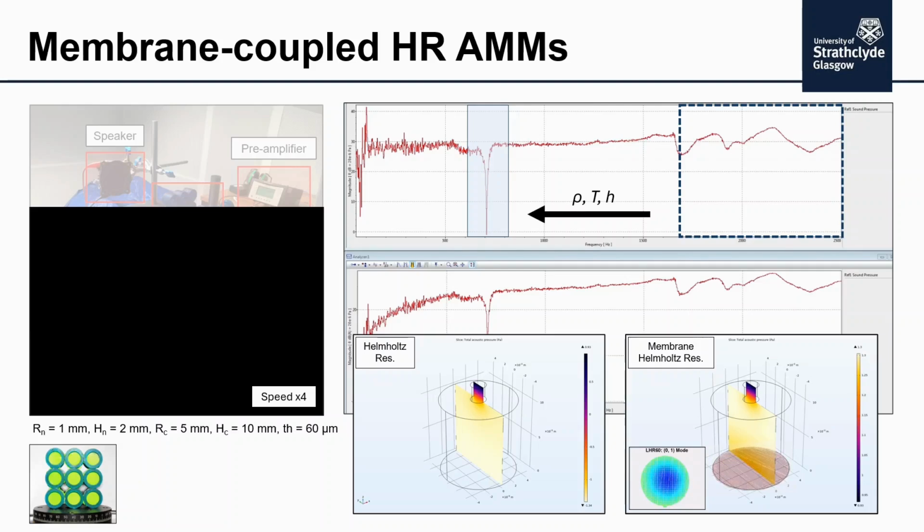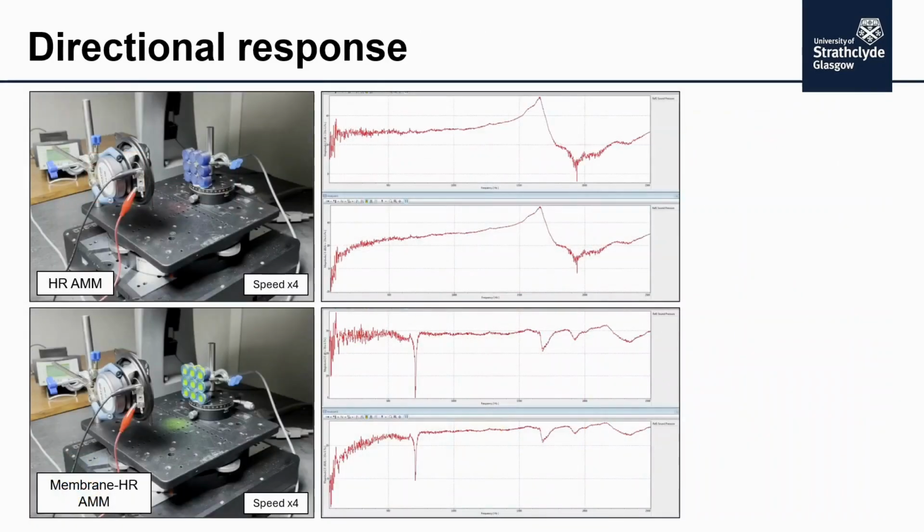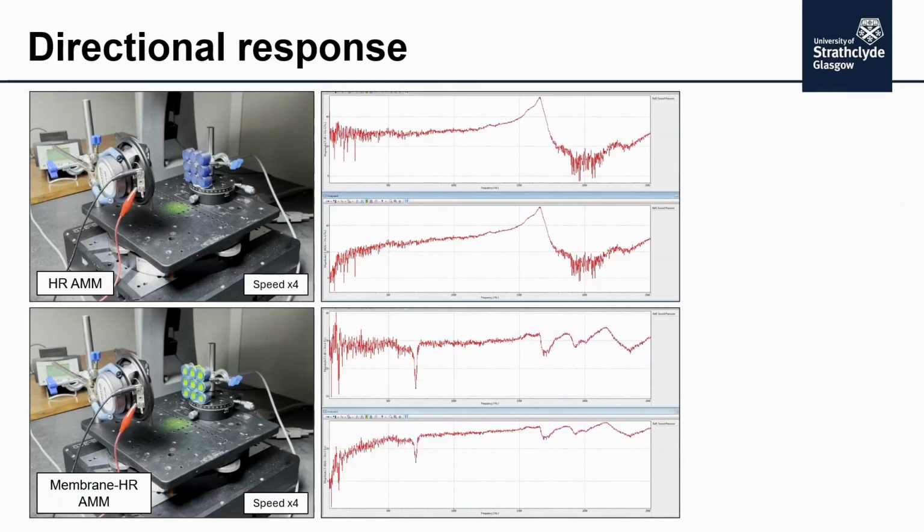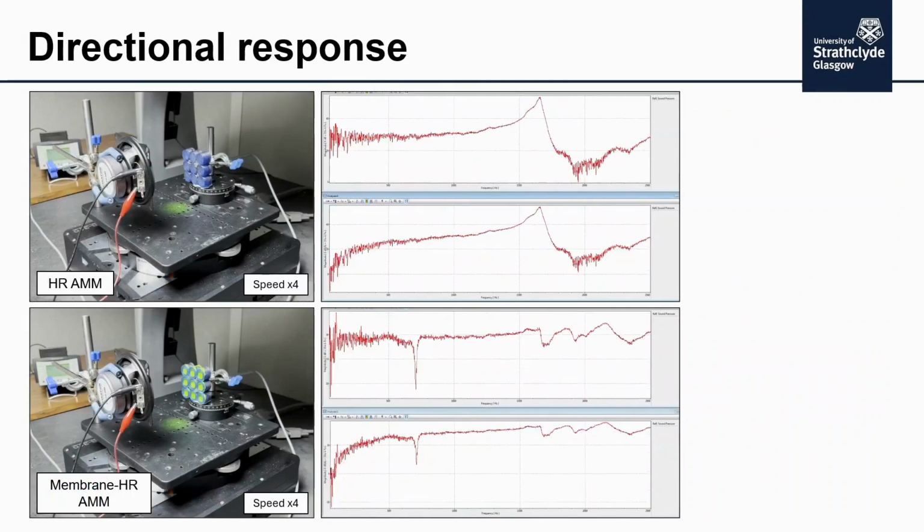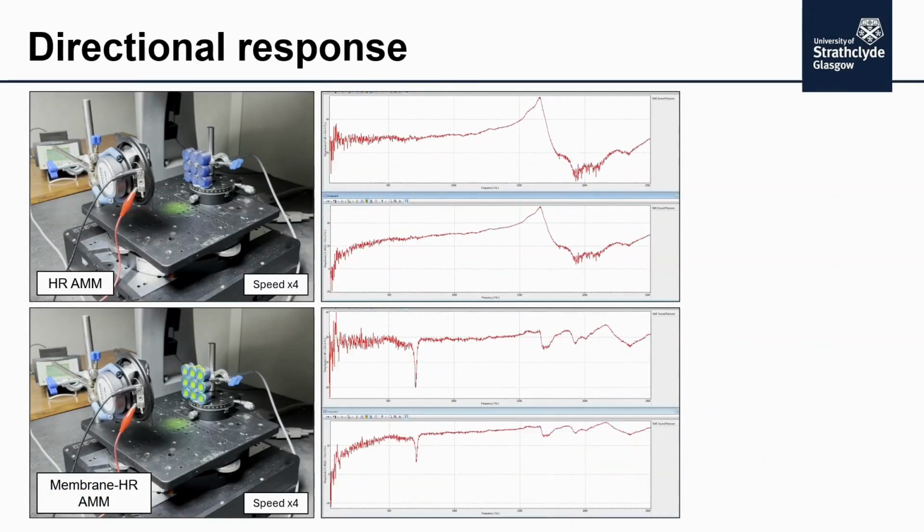Seeing this point, like reaching this point here, it's kind of intuitive that this type of system will display some type of directionality. And that's what I'm going to show you next. On top, it's the normal Helmholtz resonator. You will see that there's really no big change. And here you will see how this peak disappears as the sample rotates 180 degrees.